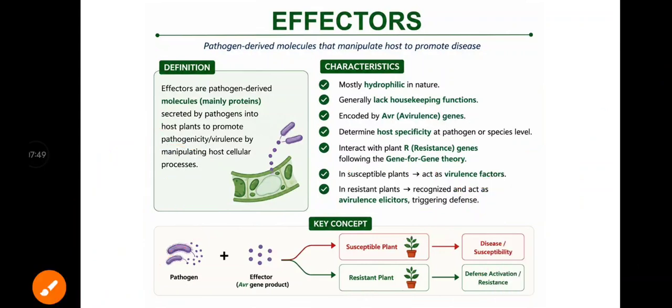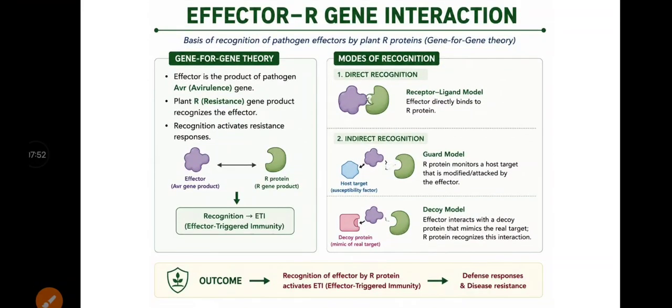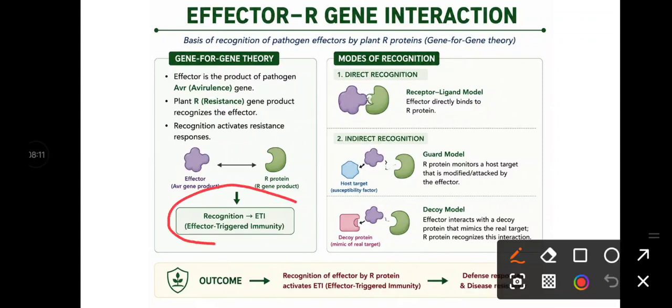Next, the effector R gene interaction. I have already told that these effectors are recognized by the R gene, and if they are recognized, ultimately effector triggered immunity is triggered, and this recognition occurs in a gene for gene manner.